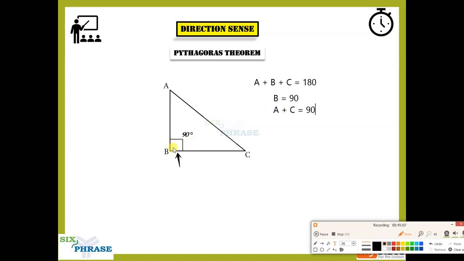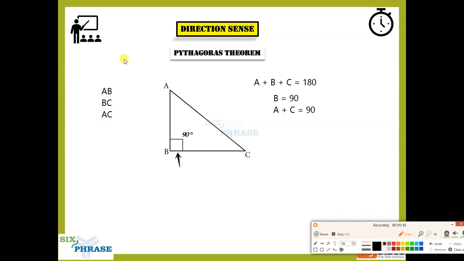Now why do we worry about this right angle so much? Because only when you identify which angle is 90 degrees, we'll know which side is the hypotenuse. According to Pythagoras, it is the side, not the angle, guys, the side opposite to 90 degrees. We have three sides here: the first side is AB, the second side is BC, the third side is AC.